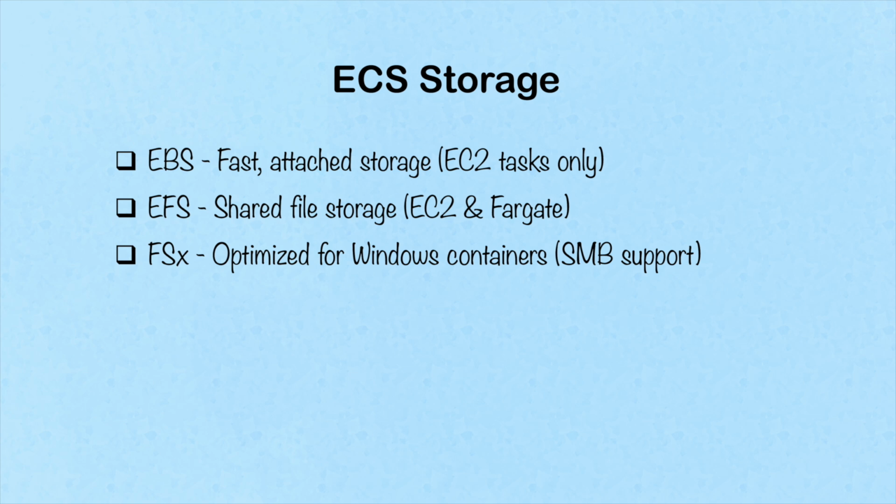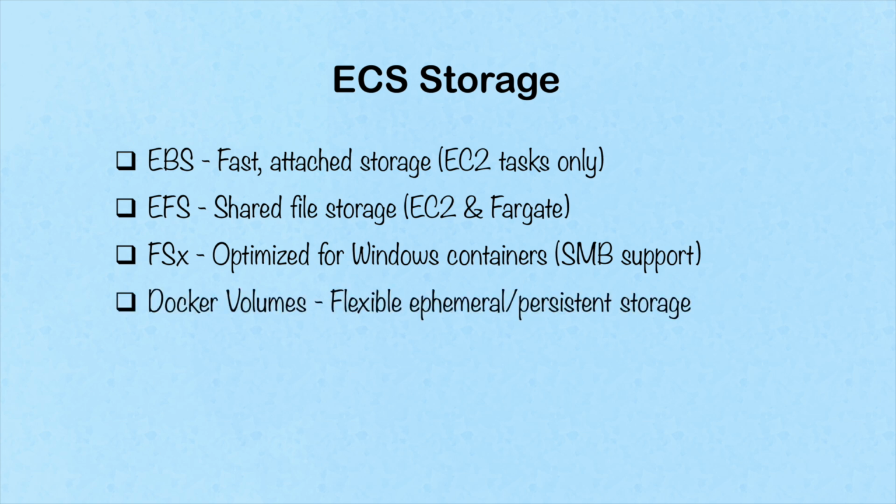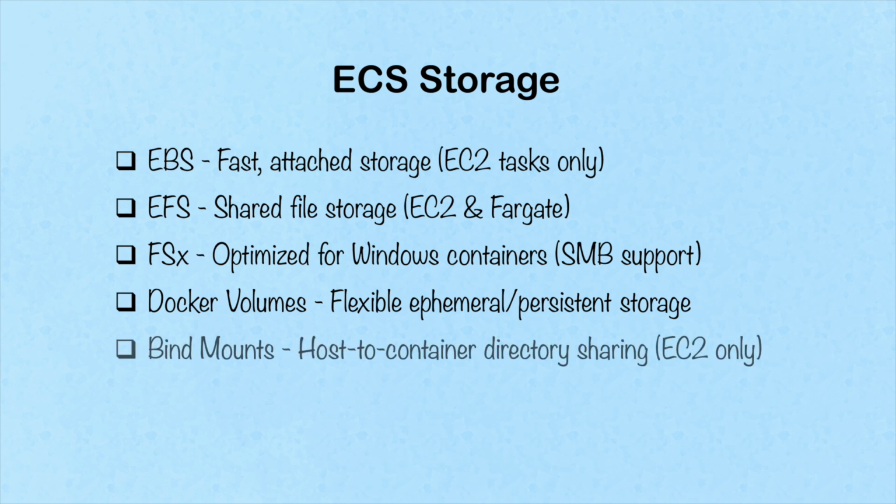Windows users can leverage Amazon FSx for Windows File Server, which delivers fully managed SMB-compatible storage optimized for Windows-based containers. For simpler use cases, Docker volumes let you manage ephemeral or persistent data directly through Docker's native volume system, while bind mounts allow containers to access specific directories from the host EC2 instance, great for development or temporary storage. Whether you need speed, shared access, or cross-task compatibility, ECS integrates with AWS storage services to keep your containerized apps running smoothly.